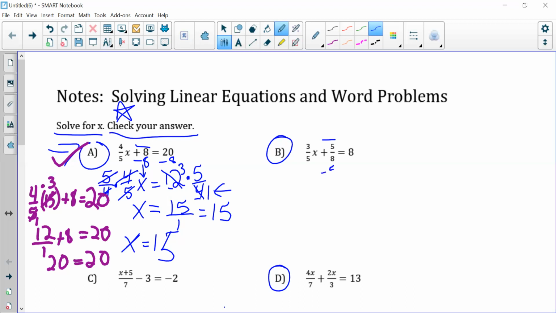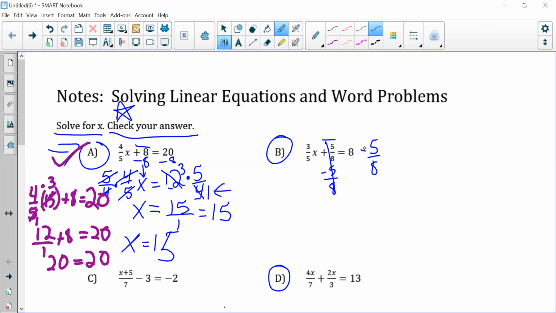So 5/8 minus 5/8, that'll cancel out. We have to subtract 5/8 over here. But what is 8 minus 5/8? Yeah, good question. Do you remember how to subtract fractions?